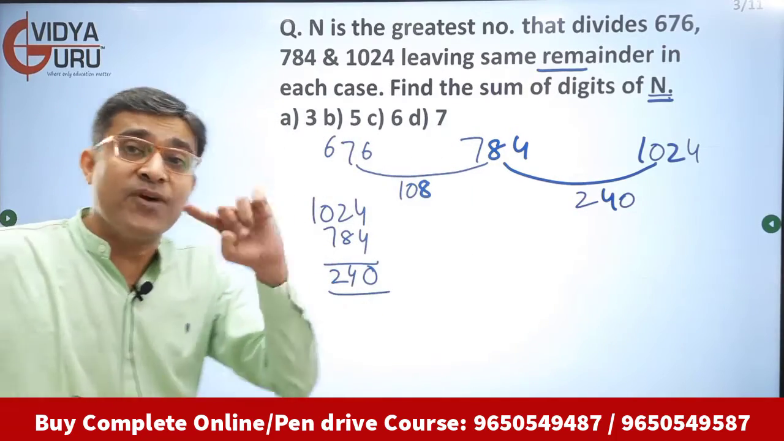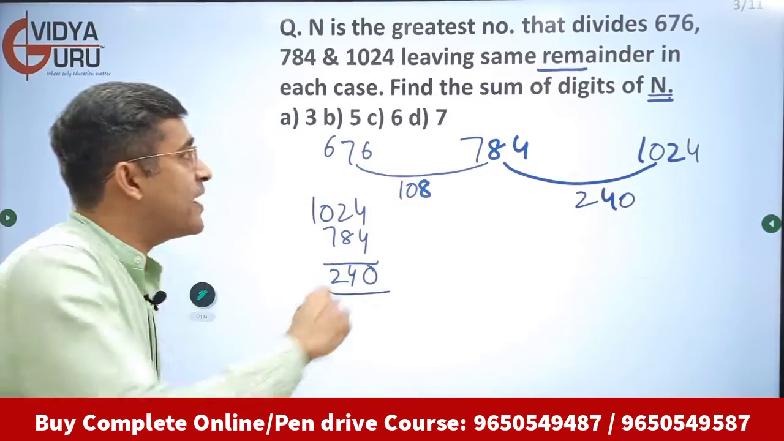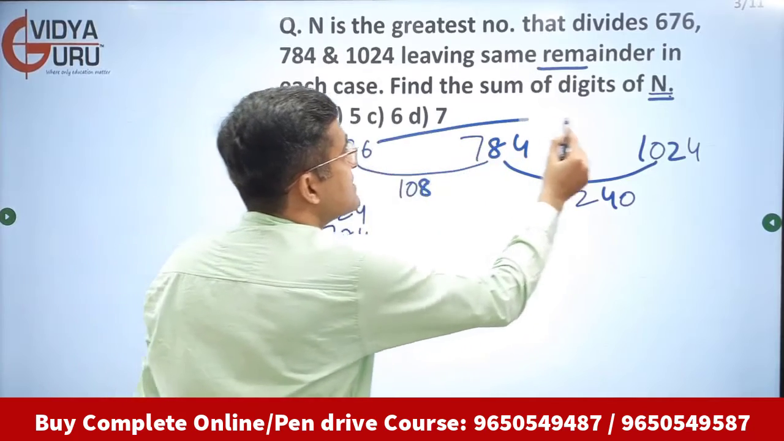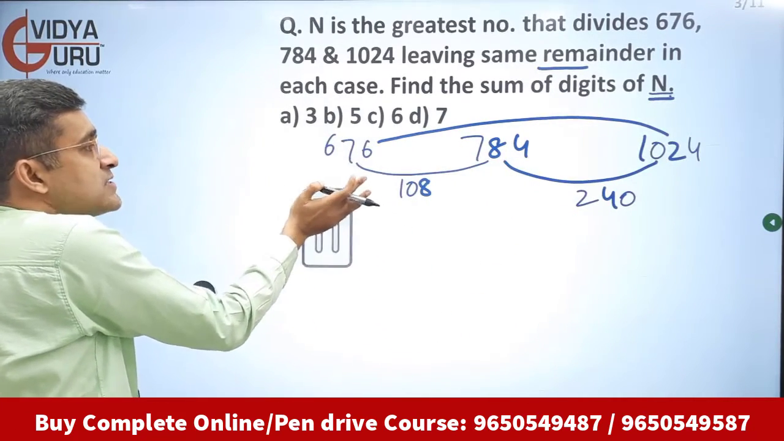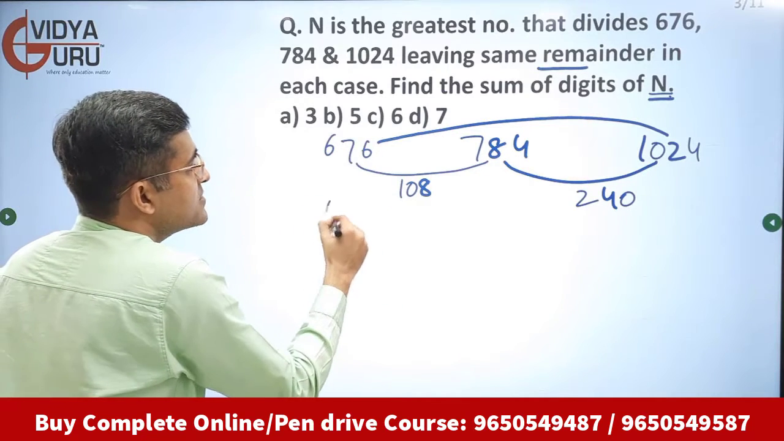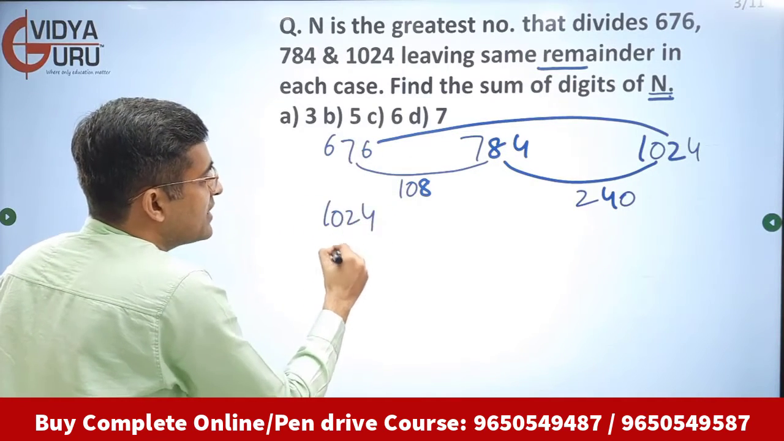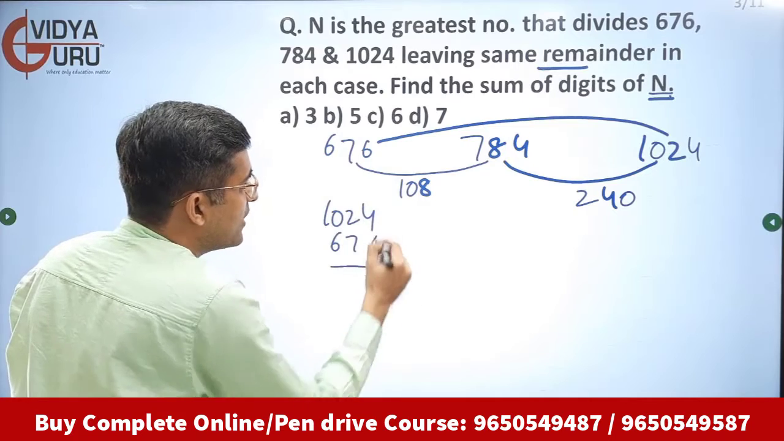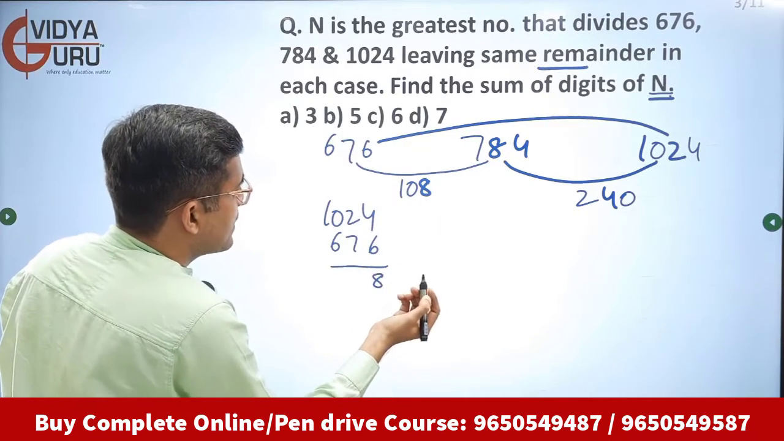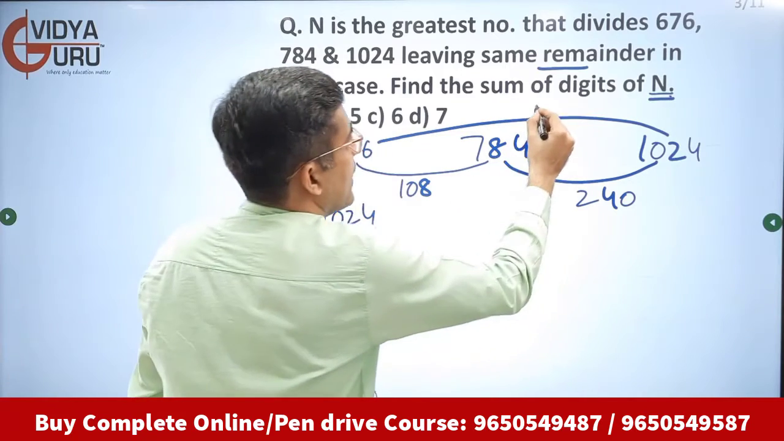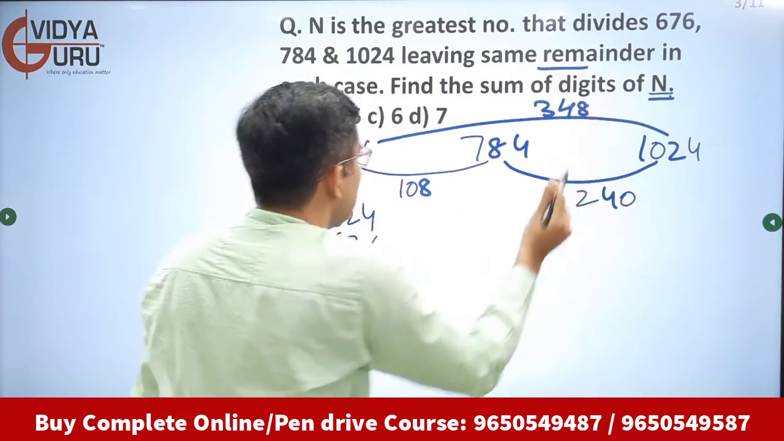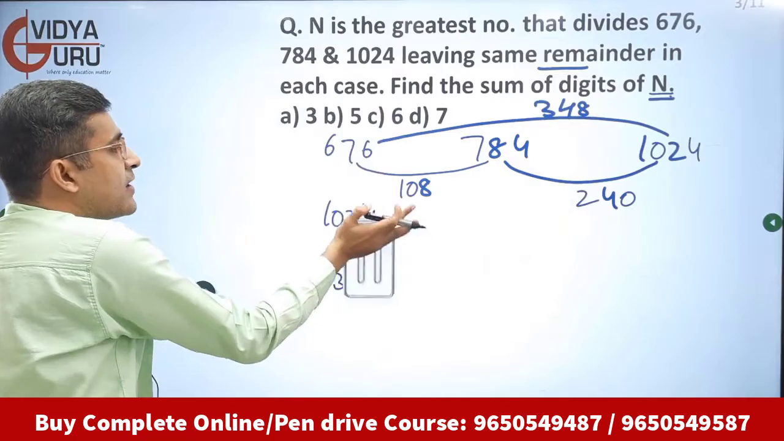Sure, we still have one more pair left. And what is that pair? Do not forget this pair. 676 and 1024. So let's find out the gap. 1024 and 676 will be subtracted. 14 minus 6 is 8. So it becomes what? 11 minus 7 is 4. So it becomes 348.